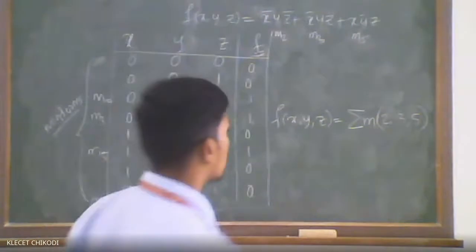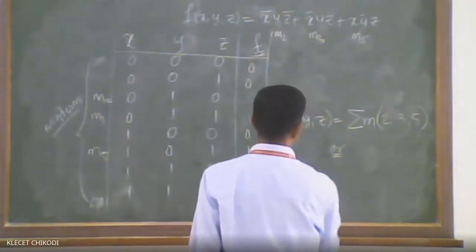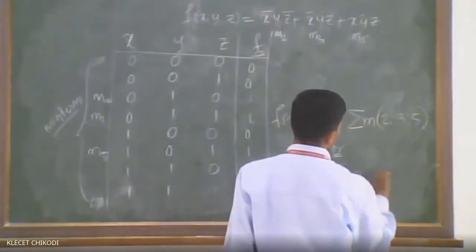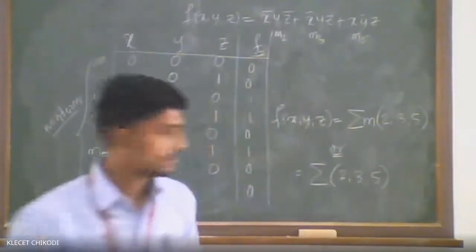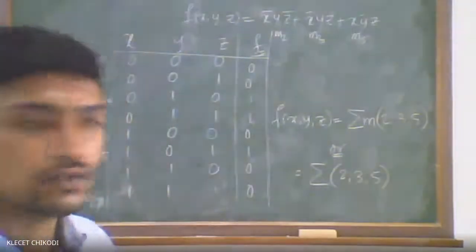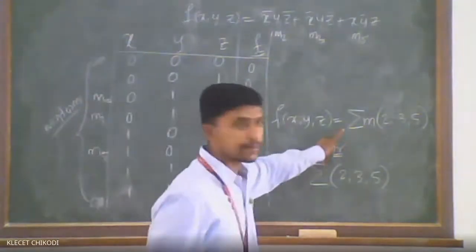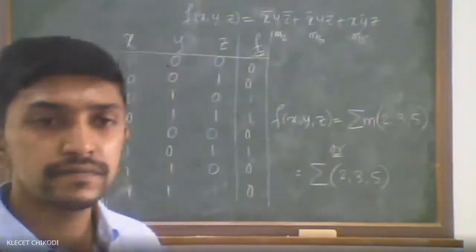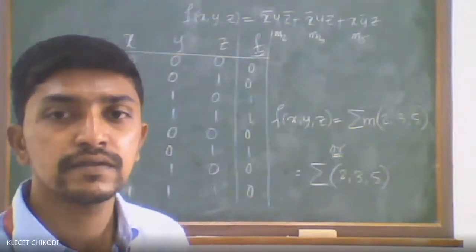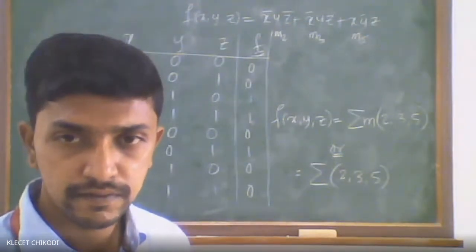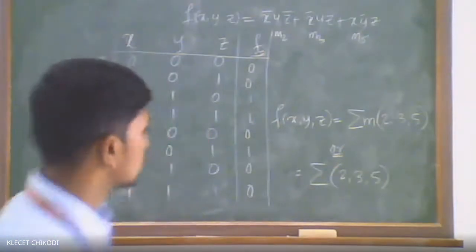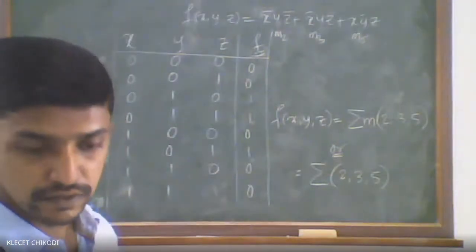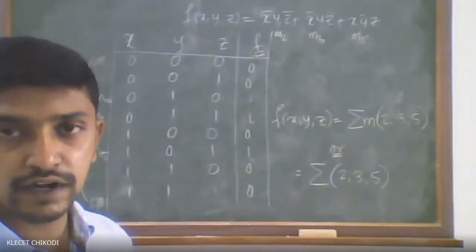Is it clear? Somewhere they write it as summation instead of small m, they will directly write this. So these are the canonical min term forms. So is it clear? Fine. Now, that is the answer for the fourth one.